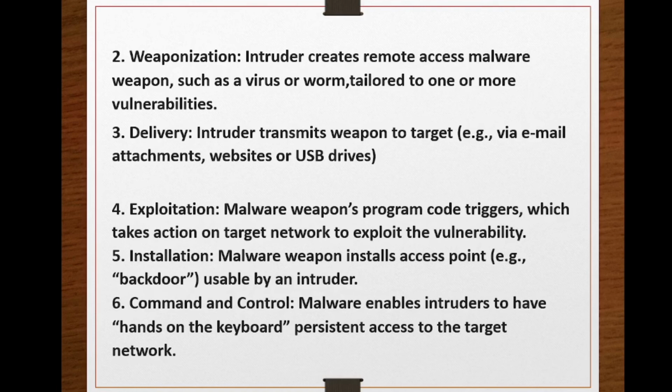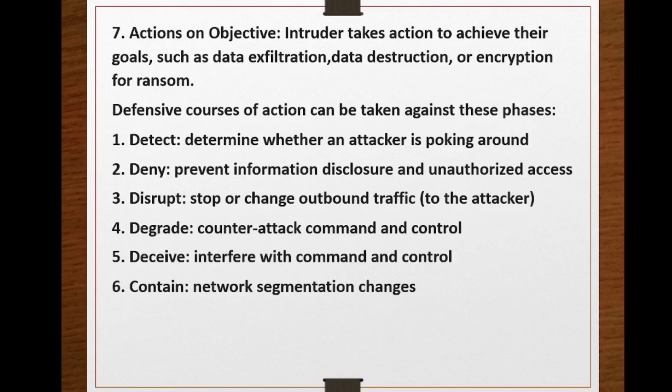Exploitation. After the delivery, definitely they will try to exploit. The malware weapon's program code triggers and takes action on the target network to exploit the vulnerability. Installation. The malware weapon installs access points usable by the intruder. Command and control. Malware enables the intruder to have hands on the keyboard, persistent access to the target network. Action on the objective. So what is the aim they have attacked for? What is their intention? It is served here. The intruder takes action to achieve their goals such as data exfiltration, data destruction, or encryption for ransom.